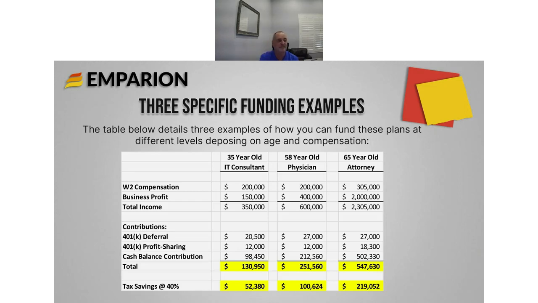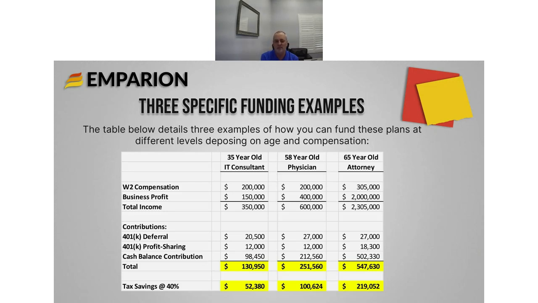They can do $27,000 on the deferral, 6% profit sharing, and then we've done prior service to get them $500,000 on the cash balance plan side. So a total contribution almost at 550 with tax savings at 40% of 219.